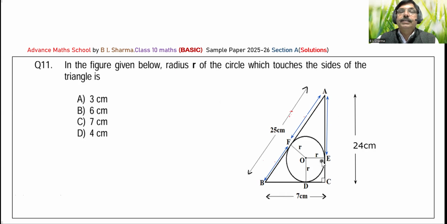This angle is also 90 degrees. We know the radius is the same, so this angle is also 90 degrees. So ODCE is a square, and the radius is r. It means OE is r, then OD is also r, then DC is r, then CE is r.